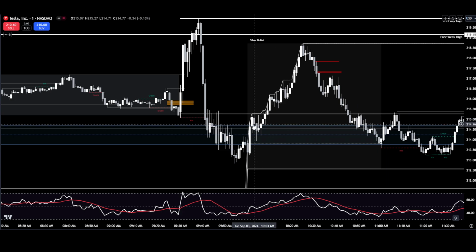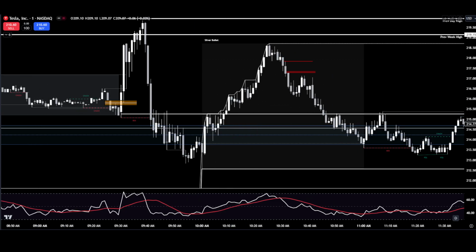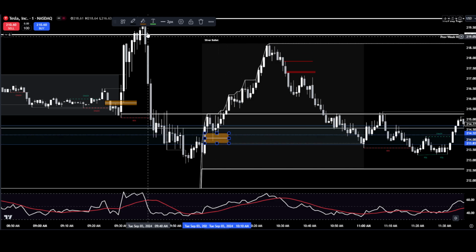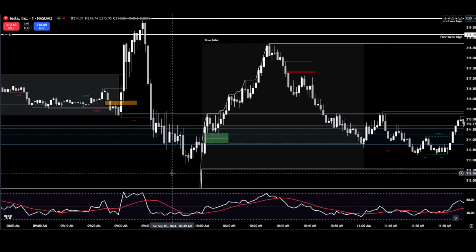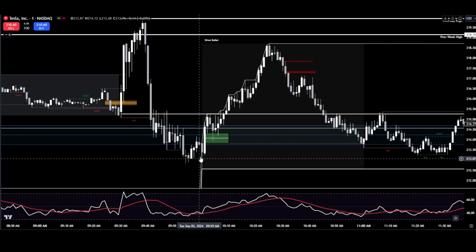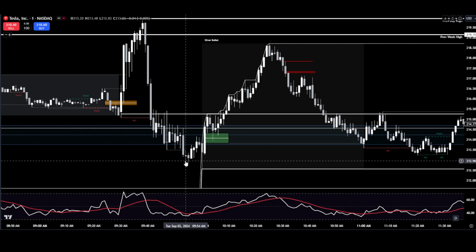then you get this move up. And you can see same thing. You get this fair value gap. And this is leading into the silver bullet. And we took 2 trades in the silver bullet. We took the long and then we took the short. But you get this fair value gap right after liquidity's been delivered on, right before the silver bullet.